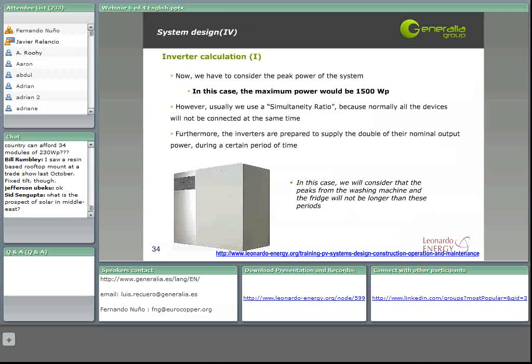Anyway, we will talk about this in the following slide. Sorry for mentioning it in this slide, because in fact it doesn't affect the maximum power, which is during a certain moment, but it affects the average power, which is included in the next slide. So in this slide, we are considering the maximum output power that has to be over 1,500 watt peak.